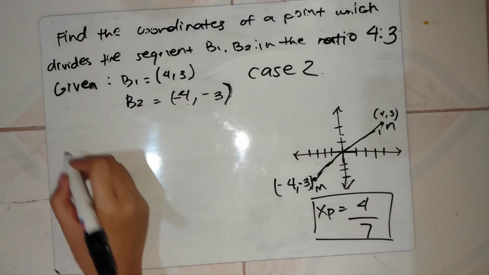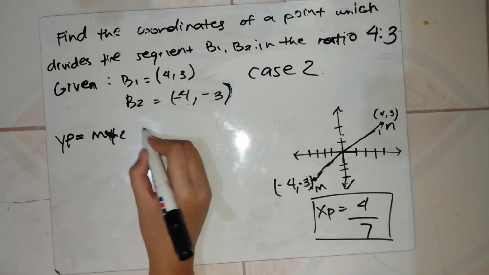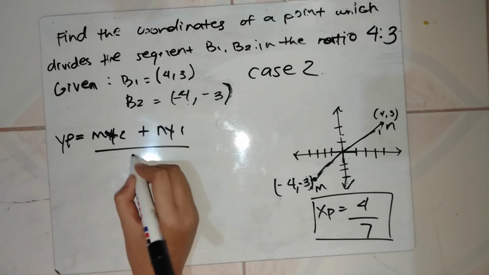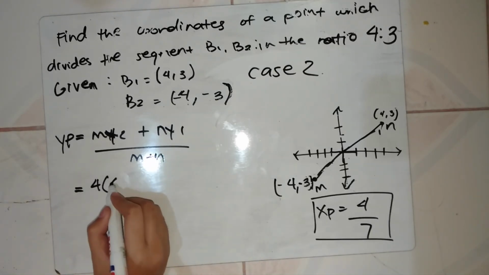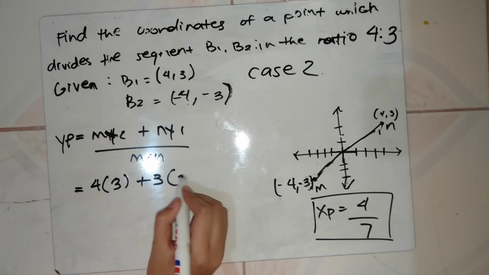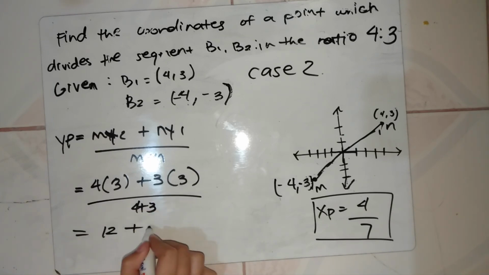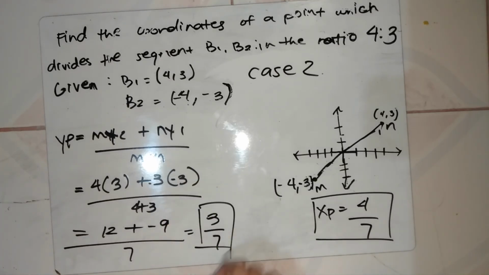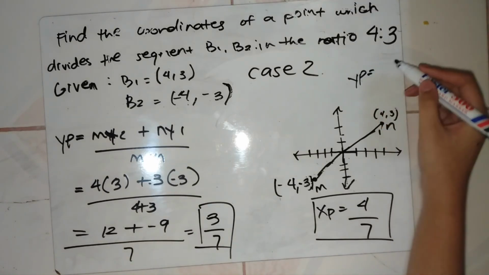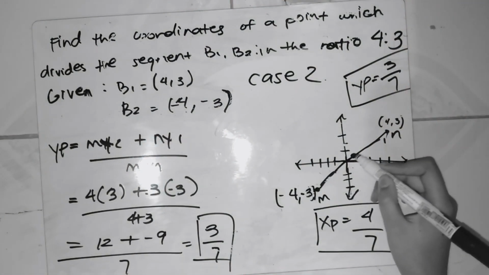And for our y sub p is equal to m y sub 2 plus n y sub 1 over m plus n. Y sub p is equal to 4 multiplied by 3 plus 3 multiplied by negative 3 over 4 plus 3, which is equal to 12 plus negative 9 over 7, which is equal to 3 over 7. Our y sub p is 3 over 7. Plot the coordinates and you're done.